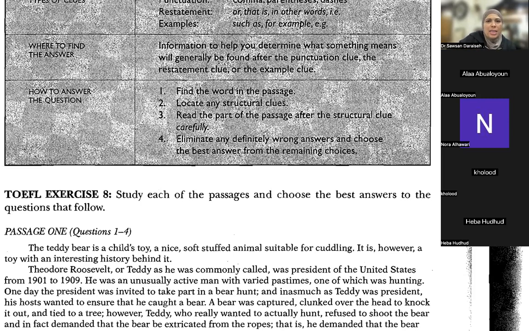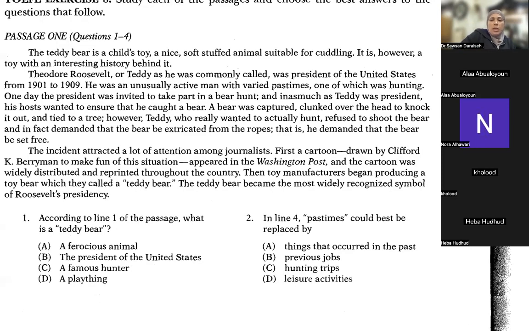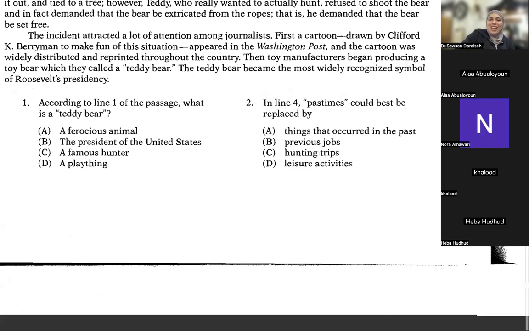And then eliminate any definitely wrong answers. Then we look at the options and eliminate. Eliminate means we remove this one, it's impossible for this to be the answer. This is not the right answer. And then we have the correct answer there for you, bright and clear. So we need to eliminate any definitely wrong answers and choose the best answer from the remaining choices. I don't think we had a problem when we answered the question, right? No problem.